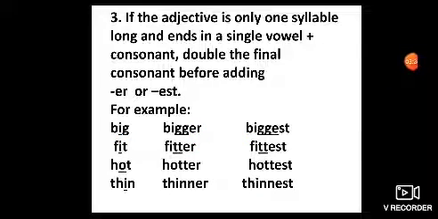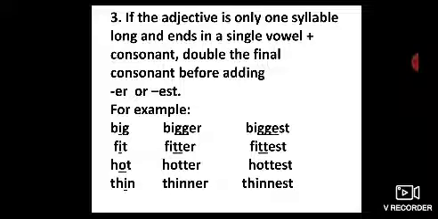Here is the third rule. If the adjective is only one syllable long and ends in a single vowel plus consonant, as you can see in the underlined examples, double the final consonant before adding ER or EST. It means to change into comparative or superlative, you have to double the consonant.